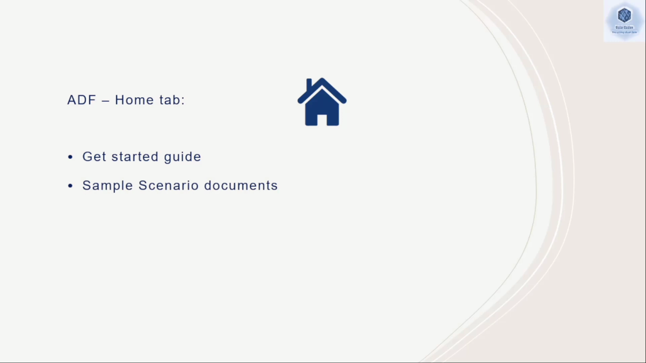Let us see what components are available in Azure Data Factory. First we have a home tab. In this, first we have some get started guides, from which you can learn how ADF works and what the high-level things in ADF are. And we have sample scenario documentation where you can learn how complex scenarios work and how complex transformations are implemented in Azure Data Factory. Those scenarios are provided as documentation in the home tab. And the second tab is the Author tab.